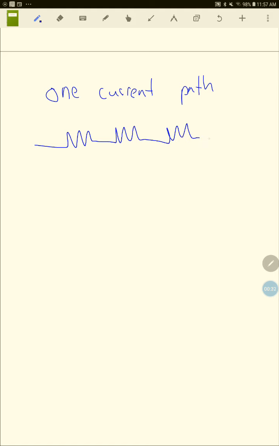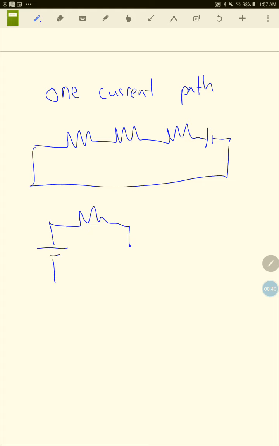You need to know that a series circuit is any circuit with one current path. Okay? That means that no matter how you draw it, it could be in a line like this with a battery here on the end, or it could be, the more conventional way that we draw it, like this.